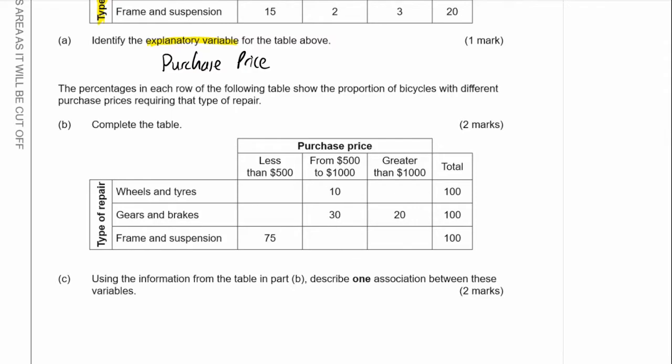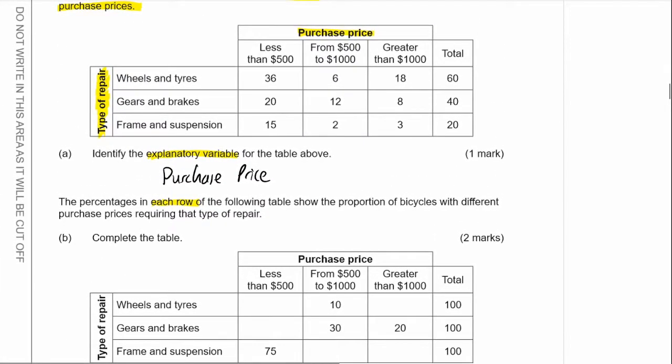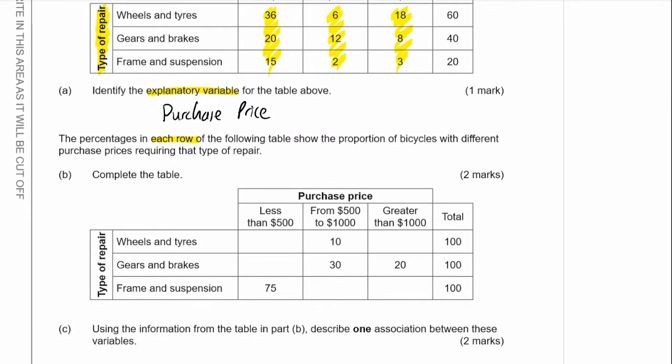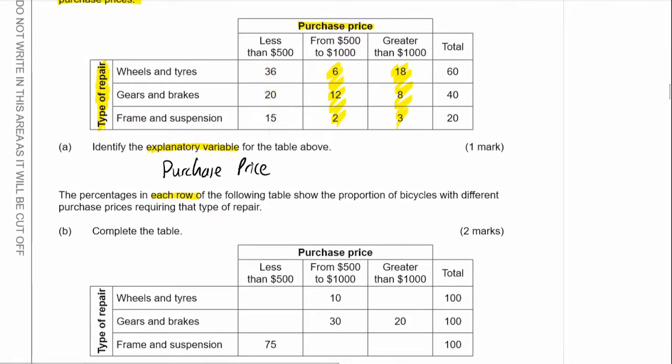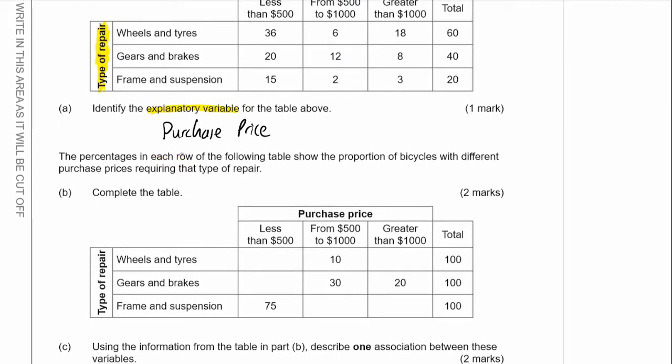Here it's given the percentages in each row. Now, just notice that if the explanatory variable is in the columns, so you can see that we've got the columns going down here, we would normally use column percentages to determine an association between the purchase price and type of repair, because this is categorical data. But here that's saying in each of the rows, so don't use that to lead you into answering part A. Just answer each question independently in this instance.